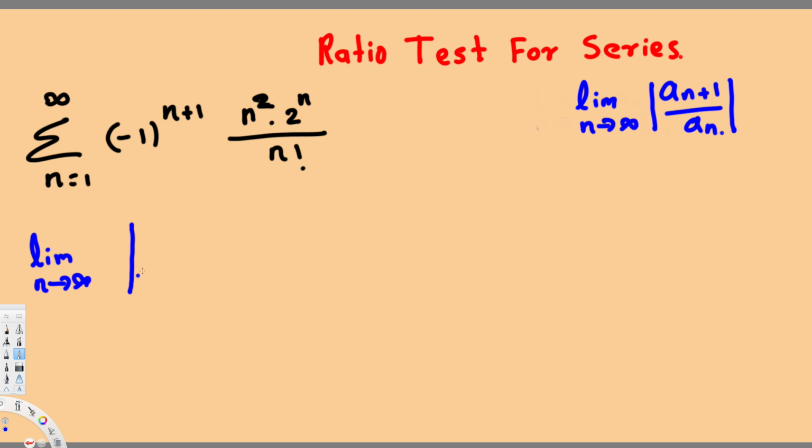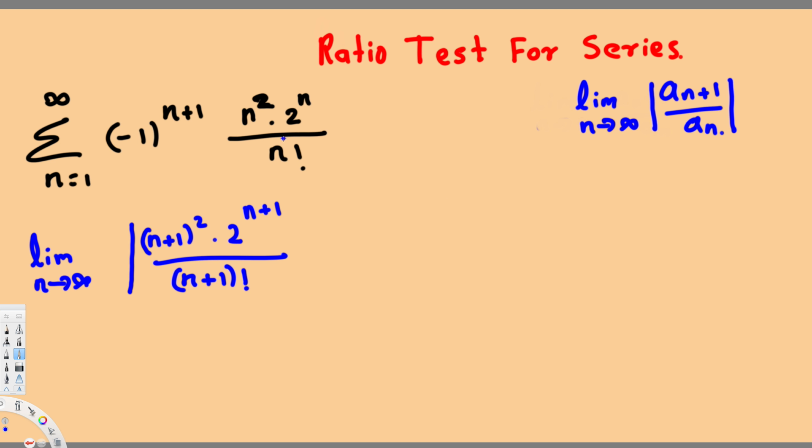So here, the first thing we are going to do is add 1 to every n we have. In this case, we have n squared, which is going to be (n plus 1) squared. And we have 2 to the power n, which becomes 2 to the power n plus 1. And in the denominator, we have n factorial, which is going to be (n plus 1) factorial, right? And then we divide this by the original function. That's what a_n means, right?